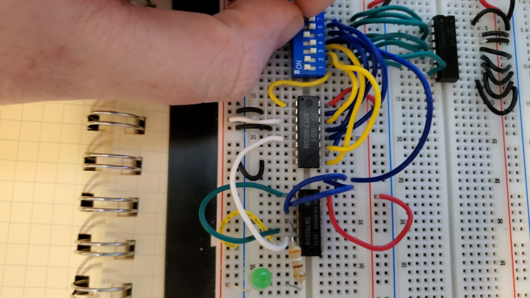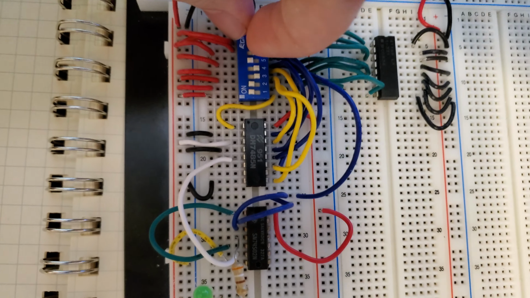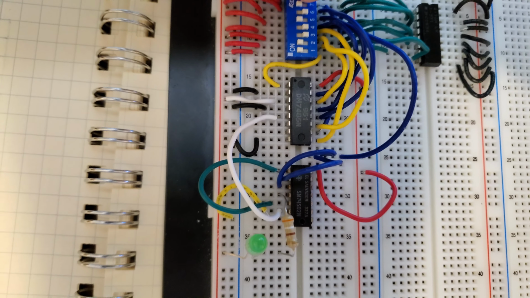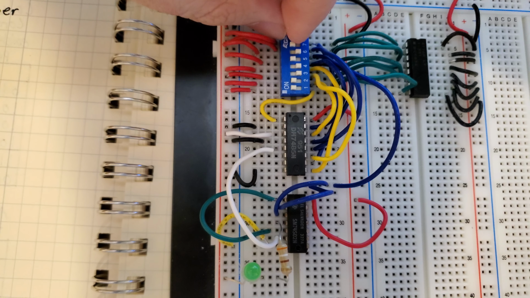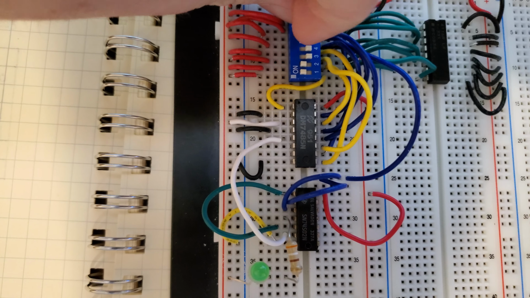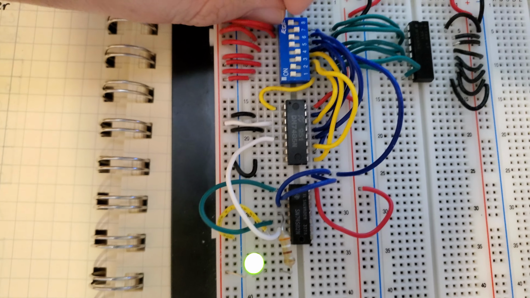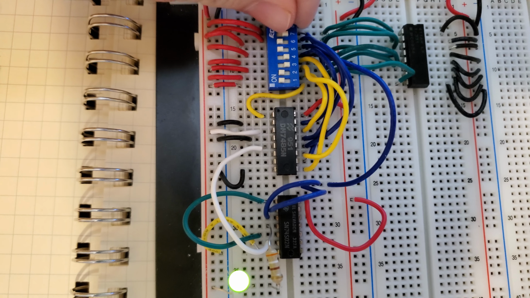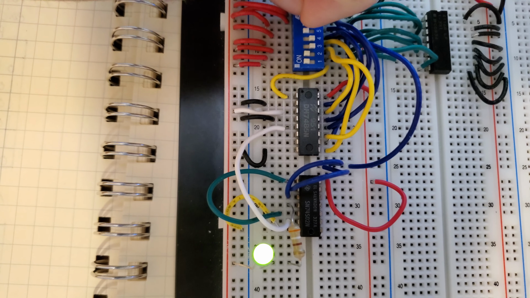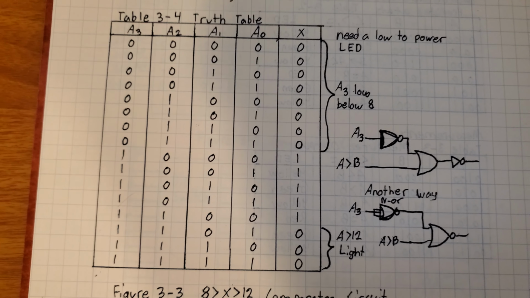And it will remain off for 9, for 10, for 11, and for 12. But as soon as we get above 12, so when we're at 13, it'll turn back on. And at 14, it'll be on, and at 15, it'll be on. So this matches what we needed from our truth table. And that's my circuit demo.